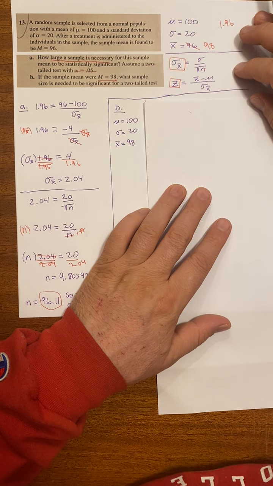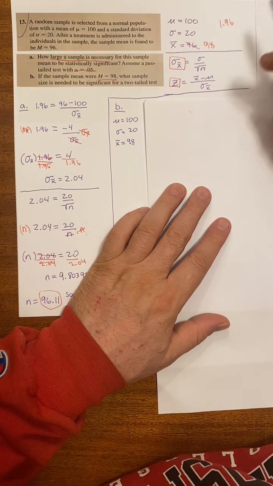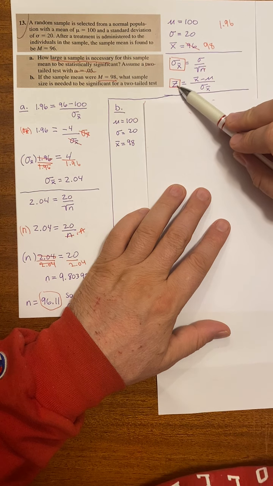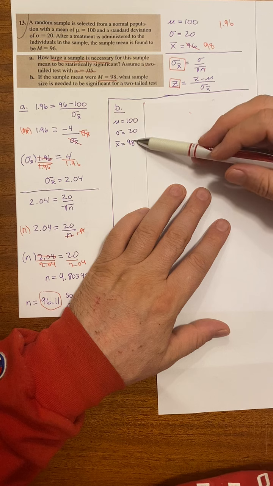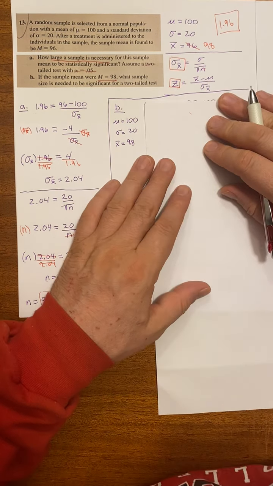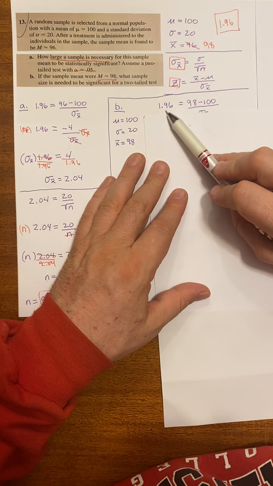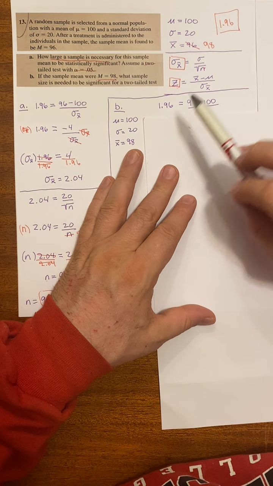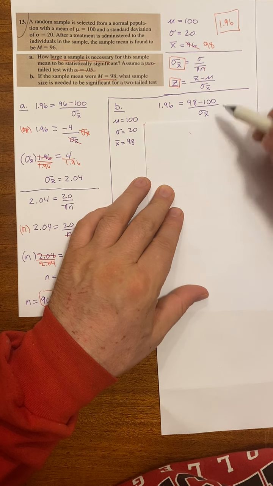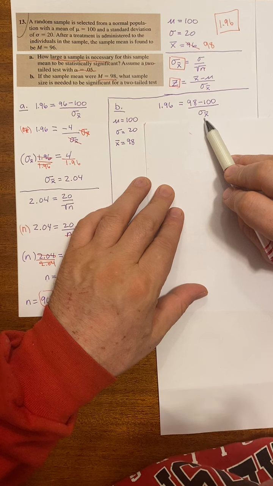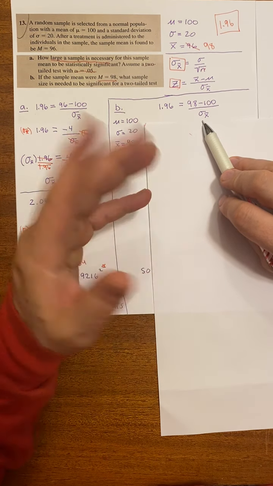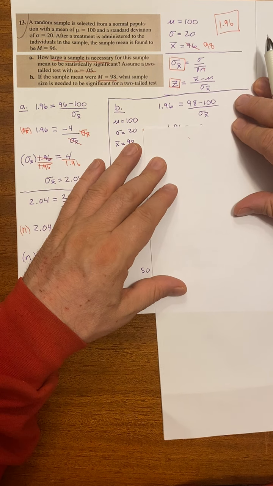The way we're going to start answering that question is by beginning with the z again. We know what z we have to have in order for this to be significant. We have to have that 1.96. So that's the z that I need. How am I going to get that? Well, I've got this 98 minus this 100 over some particular standard error. So now what I need to do is figure out what the standard error is. How am I going to do that? I'm going to use simple algebra.